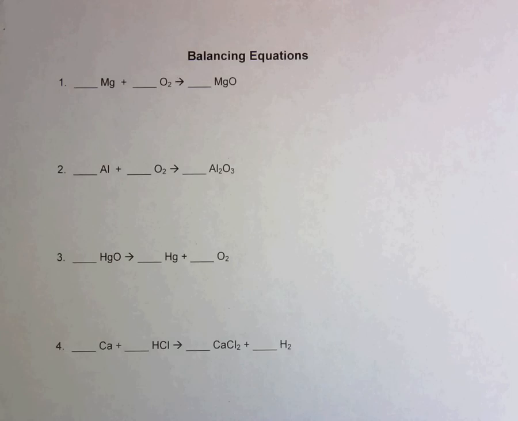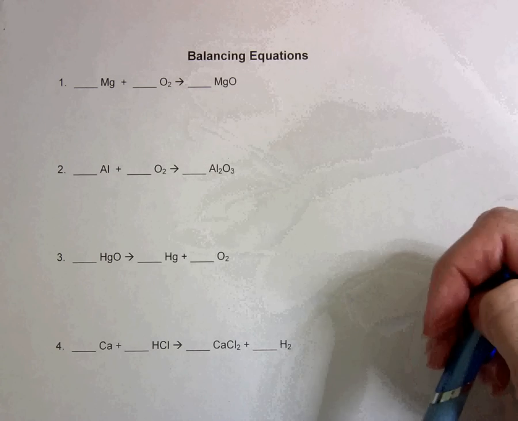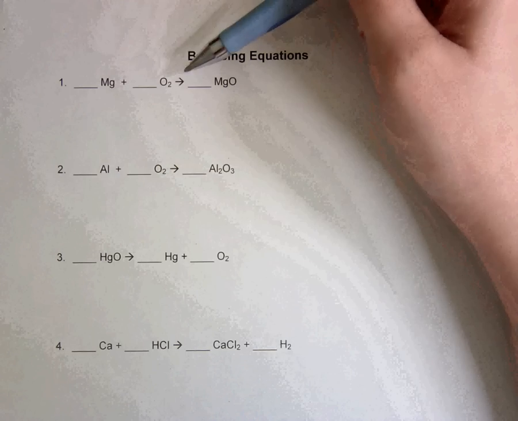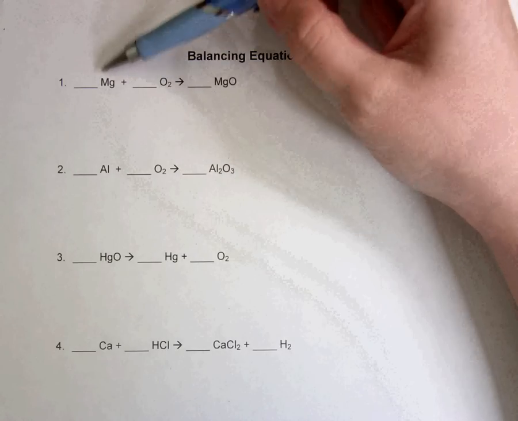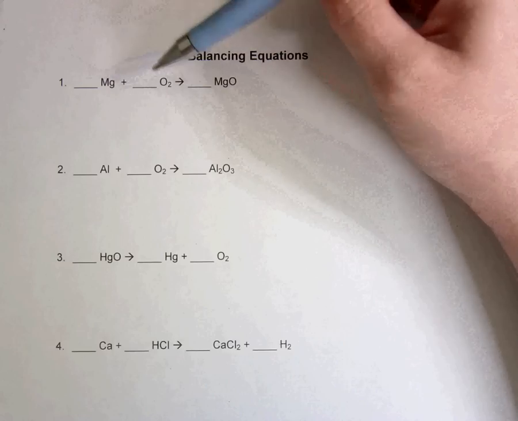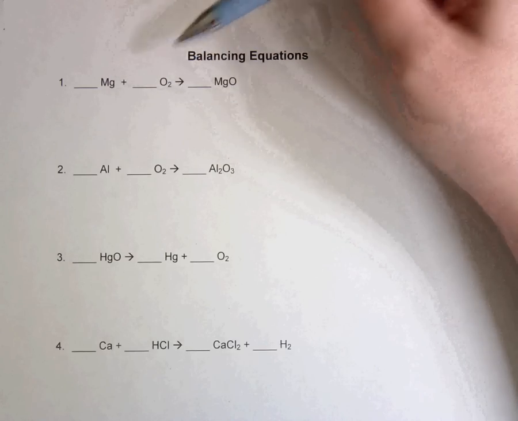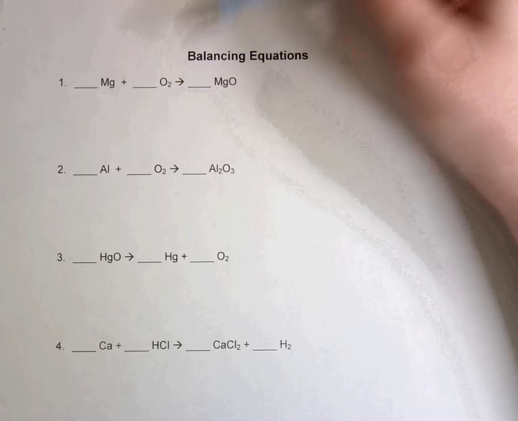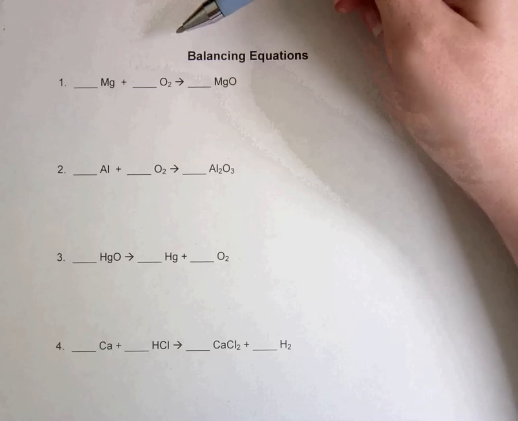Balancing equations. You're going to balance 20 chemical equations so that they have the same number of each element on each side of the arrow. So here are the reactants, here's the product. You have to make sure that you have the same number of each atom on both sides of this arrow. In other words, you can't magically gain or lose atoms. They have to be somewhere.